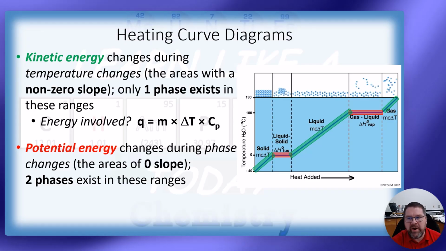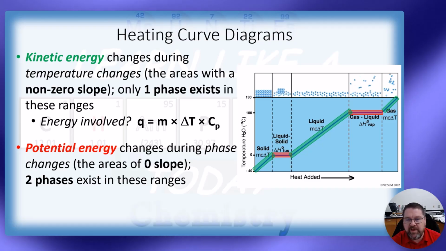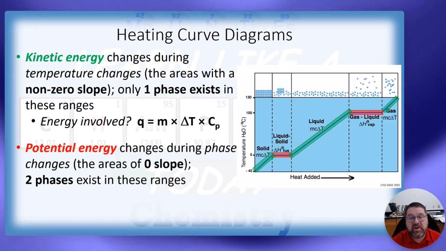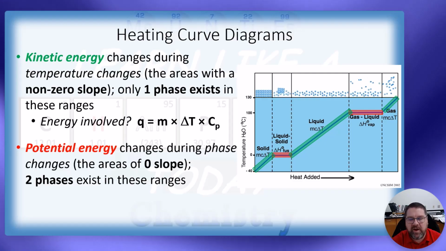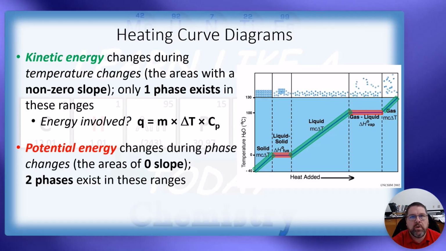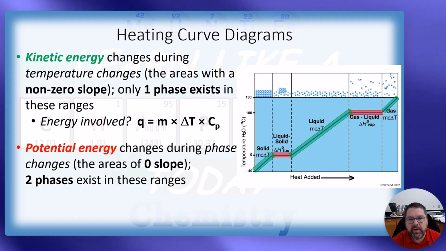Now, depending on where on that line you are, you may have more of the solid state than the liquid state, or you may have more of the liquid than the solid, or you might have an equal mix if you're right in the middle of that line. Same thing with the liquid vapor plateau, the upper plateau there.